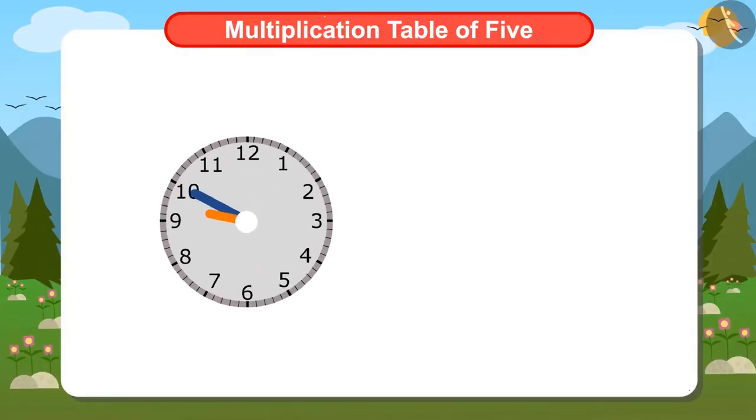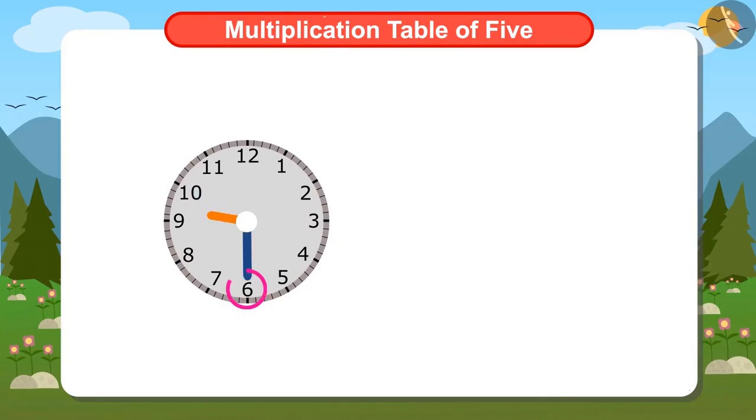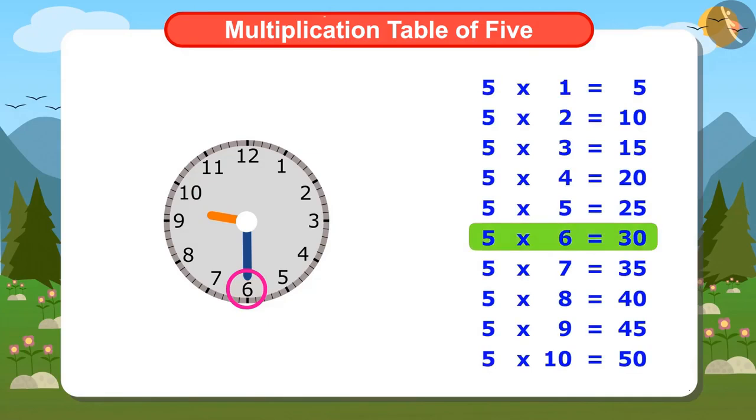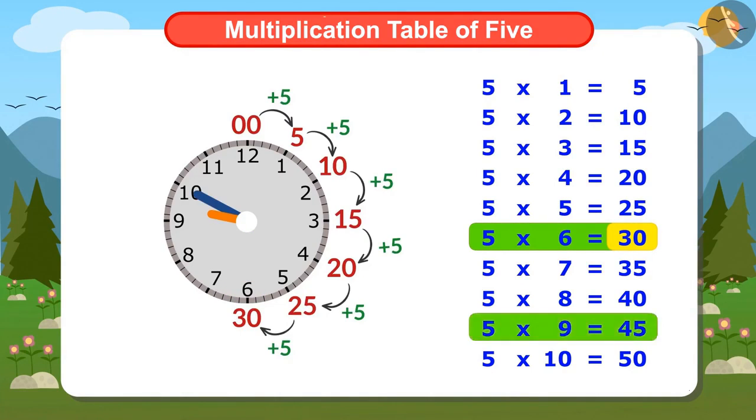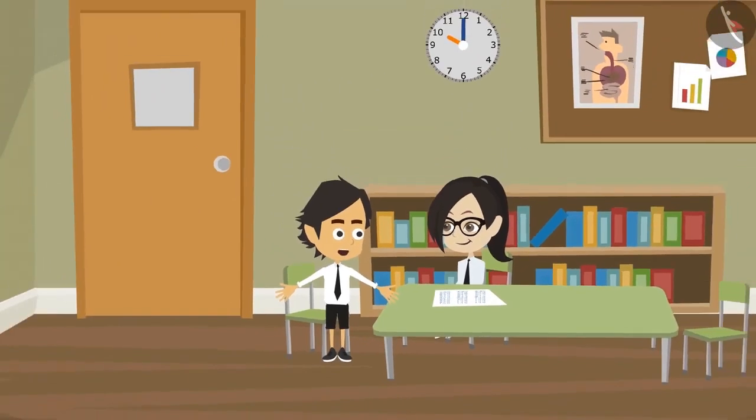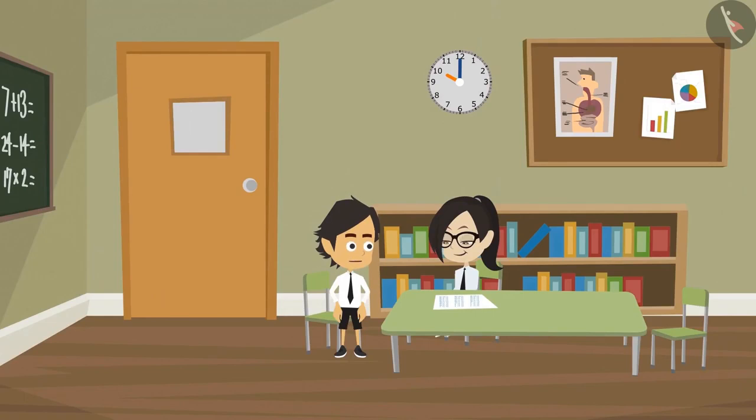Yes, now look at the clock. When the minute hand is at 6, reading the multiplication table of 5 till 6 will tell that it is 30 minutes. And when it's on 9, it will be 45 minutes. Yes, this is the right way to read time.